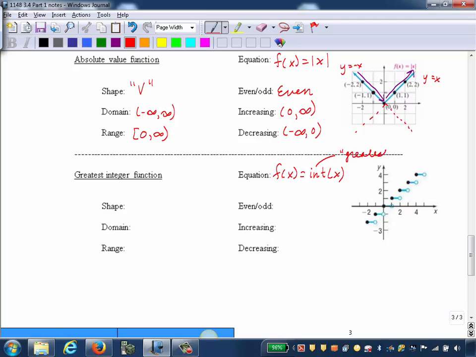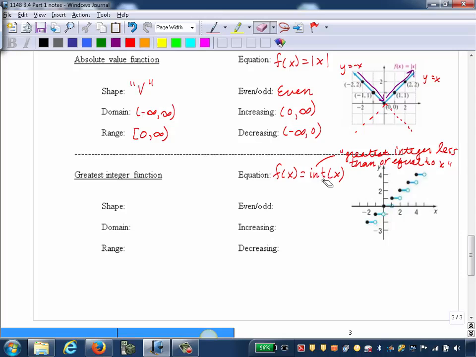This is the greatest integer that is less than or equal to x. So you read this notation, int x, as the greatest integer less than or equal to x. So before we even look at the graph, let's just practice evaluating this function. So we'll essentially make an xy table. So if I make a table of values here, x and f of x.